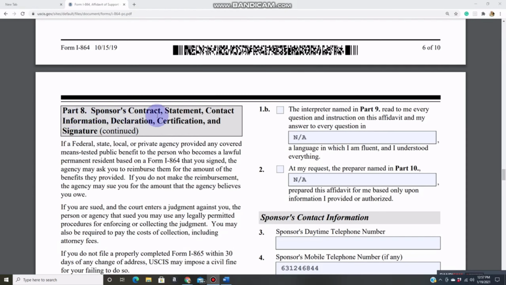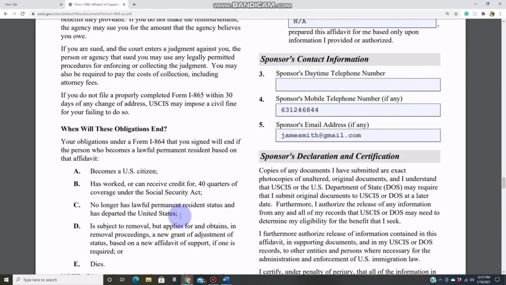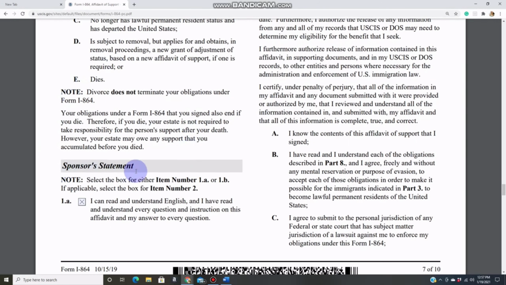Part 8, sponsor's contract, statement, contact information, declaration, certification, and signature. This is your petitioner's or the derivative petitioner's information, okay? So, guys, your petitioner or the sponsor must read this part carefully, okay? Read this part carefully. Sponsor's statement. So in this part, note: select the box for either item 1A or 1B. If applicable, select the box for item number 2.